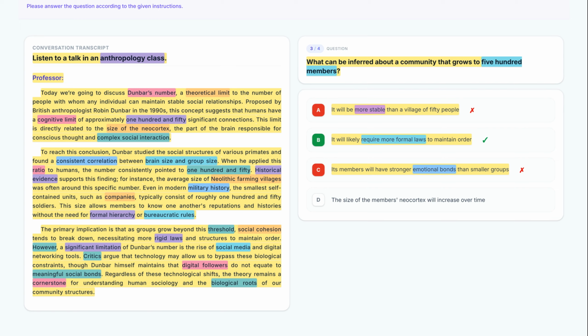Finally, let's evaluate option D. The size of the member's neocortex will increase over time. This misunderstands the biology. The theory says group size is limited by the current size of the neocortex, not that the brain grows as the group grows.